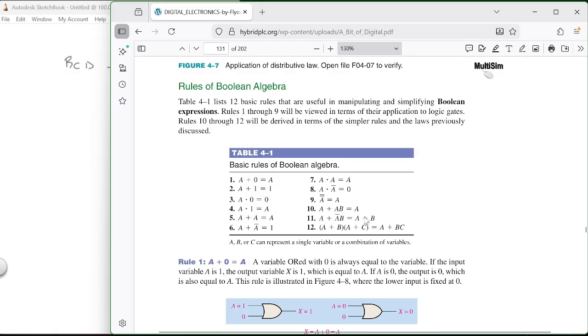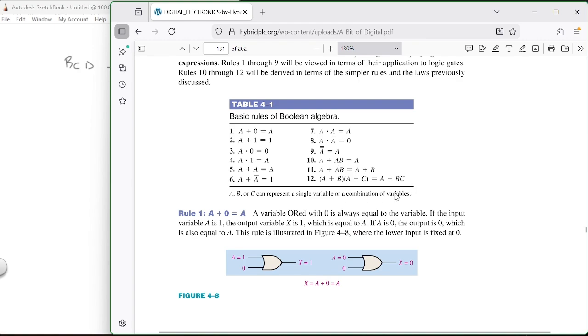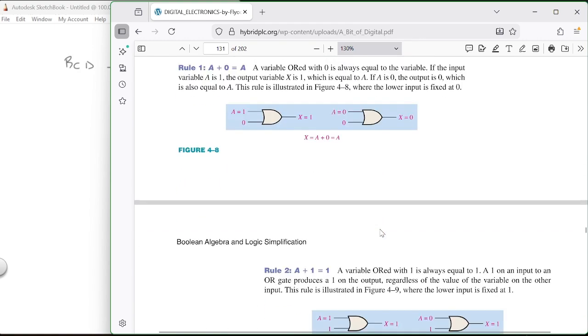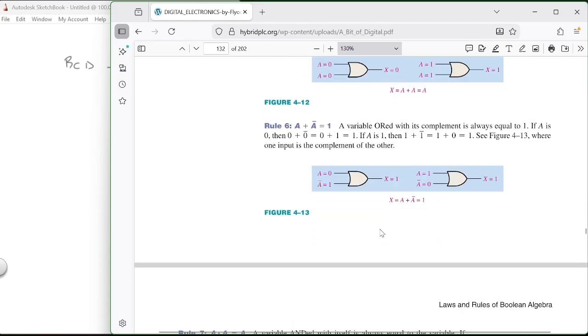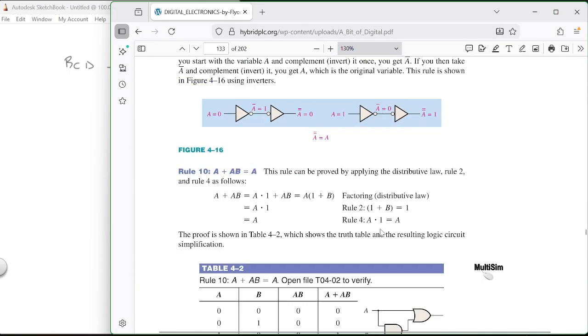A or AB is A. A or A not B is A or B. A or B times A or C is A plus BC. Again, you don't have to remember these. You don't have to remember any of this stuff other than just the fact that they exist, and there are examples of these laws.